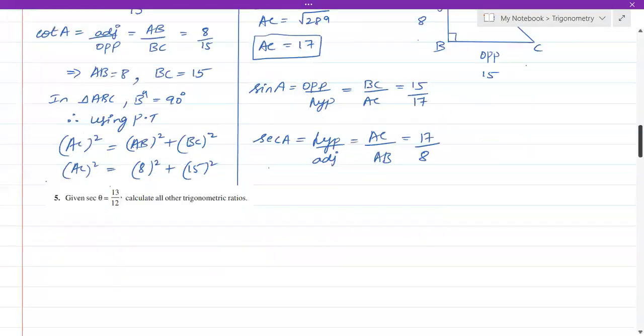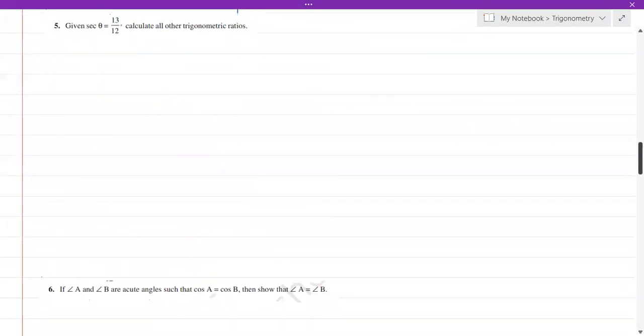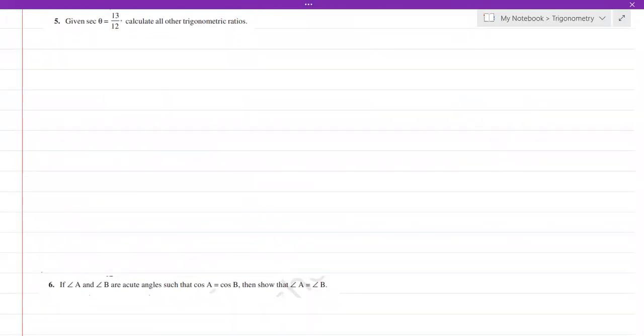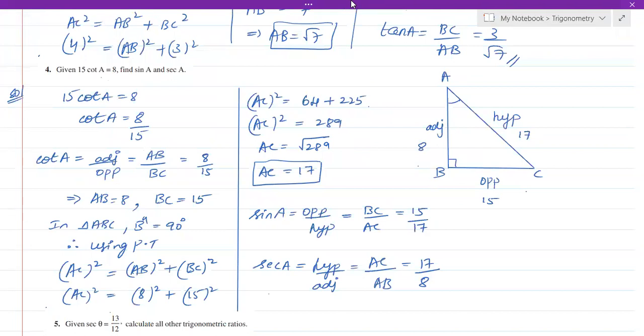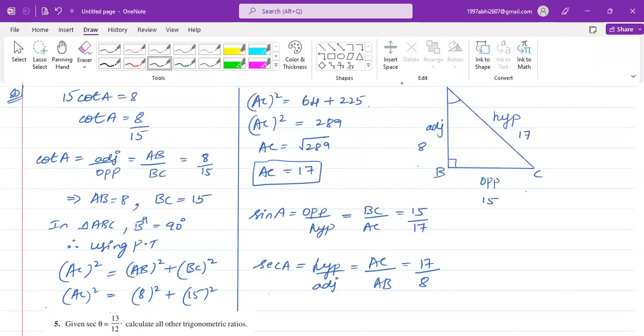Let's get into the next problem. Again, a similar problem. Secant theta is equal to 13 by 12. We have to calculate all other trigonometric ratios, that is sin theta, cos theta, and everything. Let me copy the same right angle triangle.